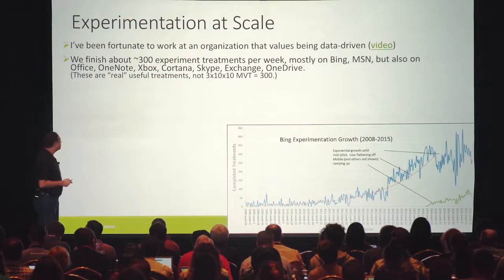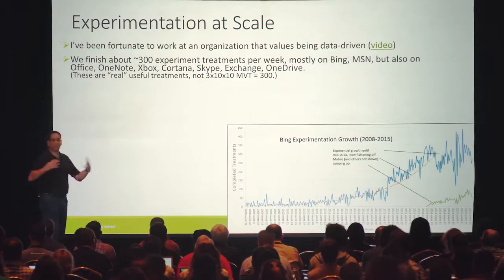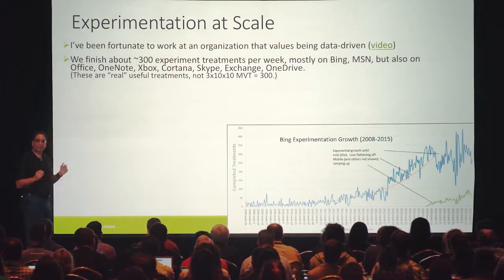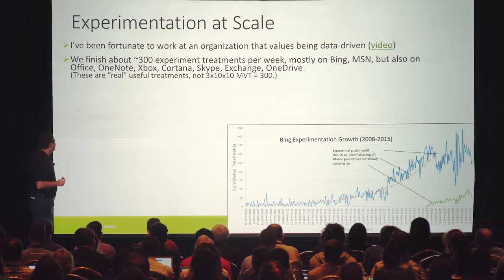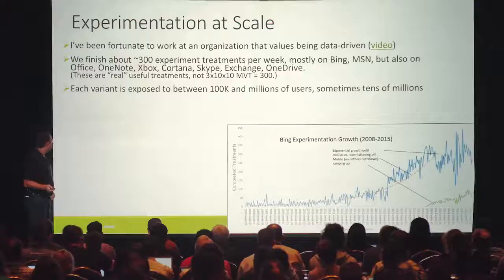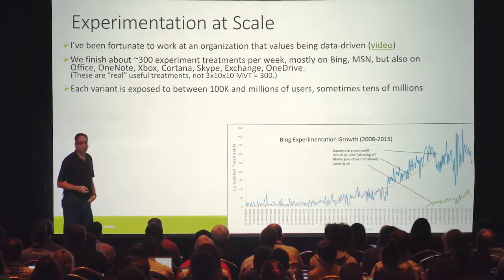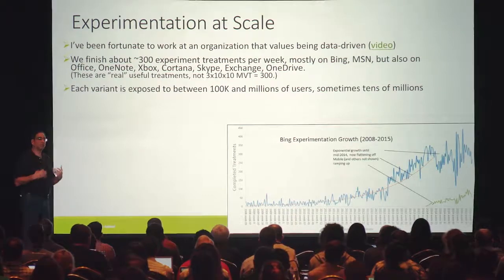So we typically finish about 300 treatments per week. As I said, mostly on Bing, but we're now starting to expand. We run on MSN, on Office, OneNote, Xbox. Now Xbox games, including Halo, has been running some experiments. Cortana, Skype, Exchange, OneDrive. And by the numbers, I mean real experiments. I don't mean running an MVT that's got 30 by 10 by 10. We normally expose variants to about 100,000 to millions of users, sometimes tens of millions of users, especially when something is not trustworthy. I'll talk a lot about that, but when we have something that looks suspicious, we will pump up the power a lot.